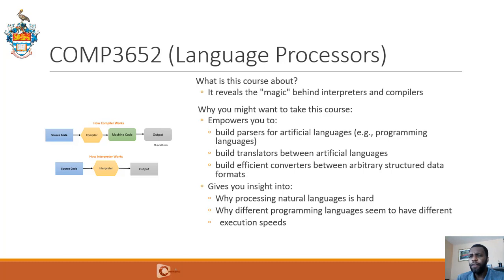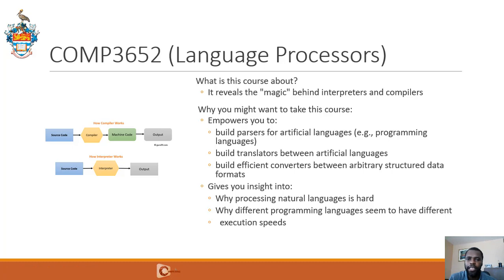So when you were in first year, you learned how to program in Python. Then in the second year, you learned that at the hardware level, there are only zeros and ones. Did you ever wonder how the text you typed into your Python programs then became the instructions that made your computer operate the way you expected? So taking this language processors course will reveal the magic behind interpreters and compilers. Right? Python is an interpreted language, for example, and Java is compiled.